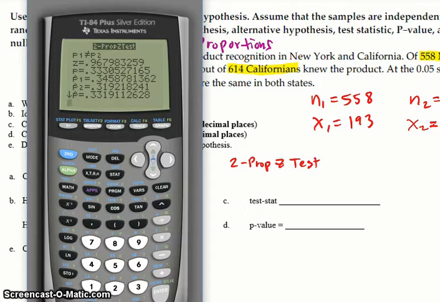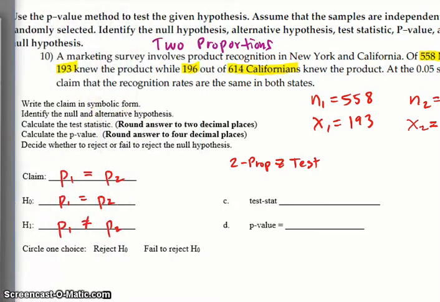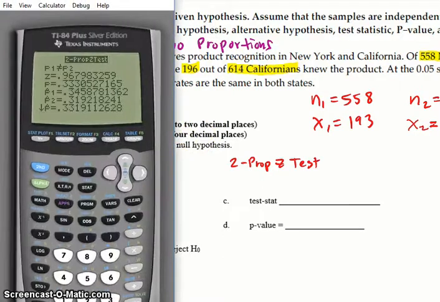Please on the test, if you guys can follow the instructions. So the test statistic, we're going to round to 2 decimal places. P-value, we're going to round to 4 decimal places. So here we have 0.97, and the p-value would be 0.3331.